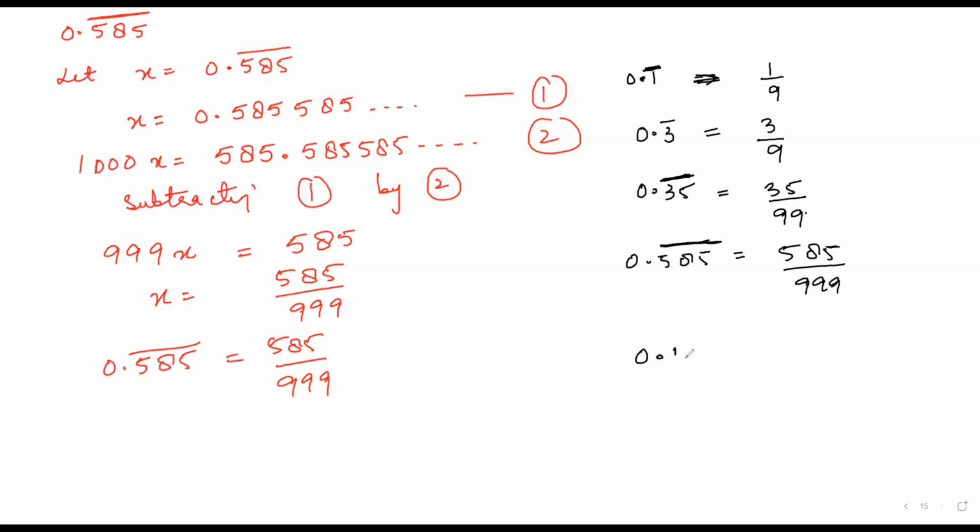If I have 0.4 bar, the answer will be 4 by 9. Understood? If I have 0.45 bar, the answer is going to be 45 by 99. Understood? Yes, because this rule we are going to use afterwards. Adil, is this clear? Okay, I hope it is.